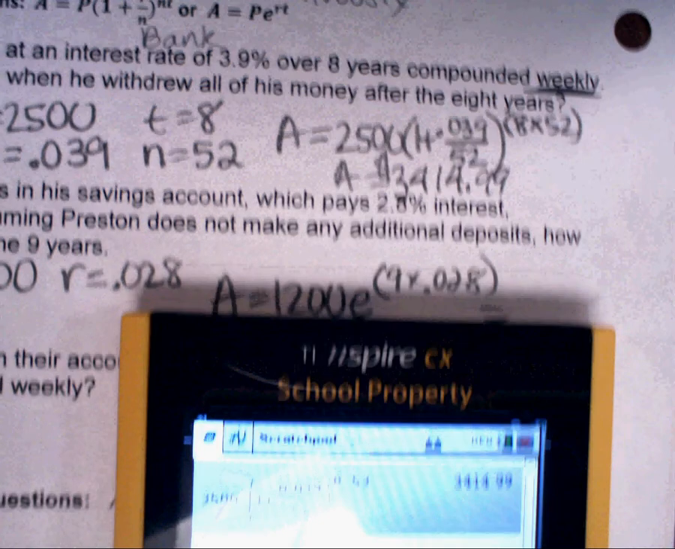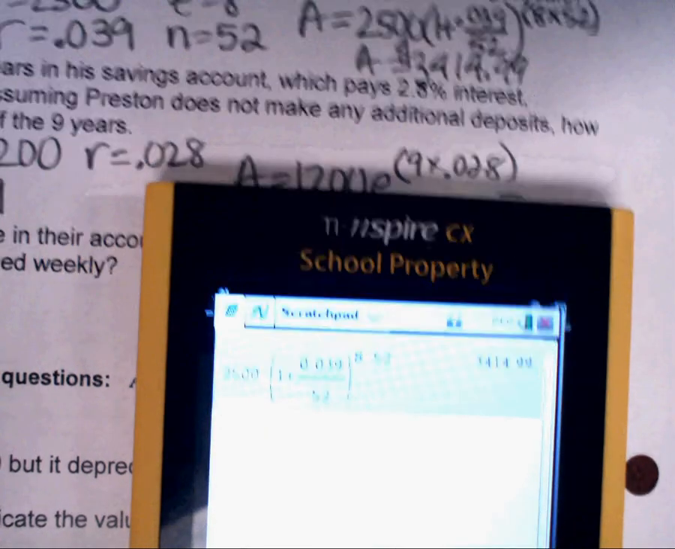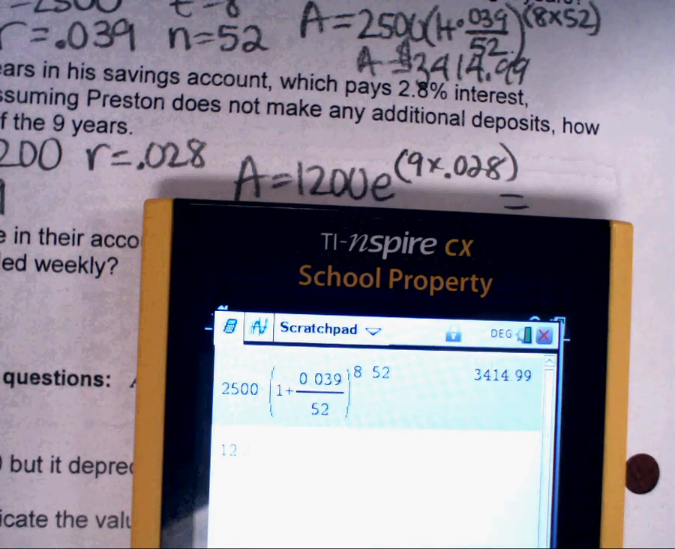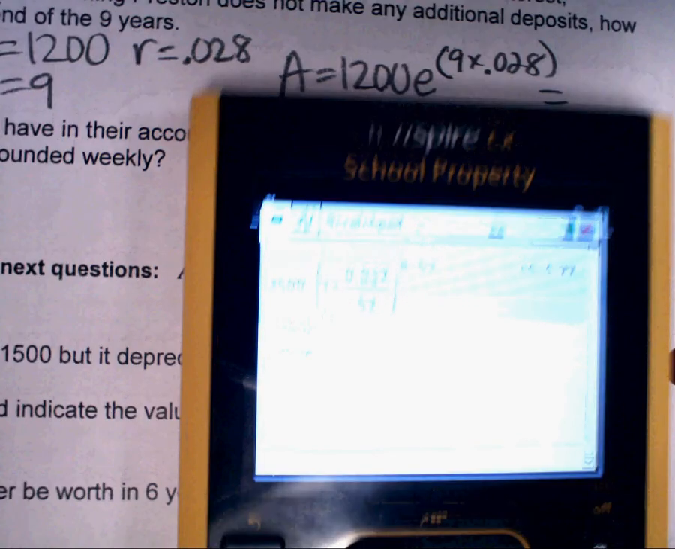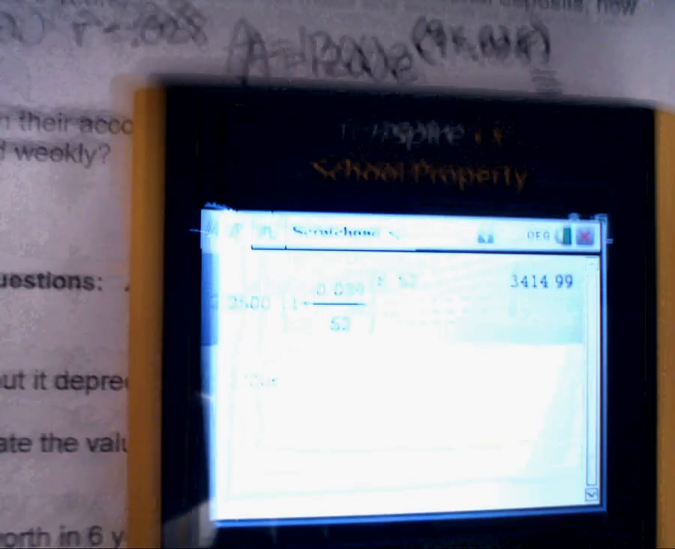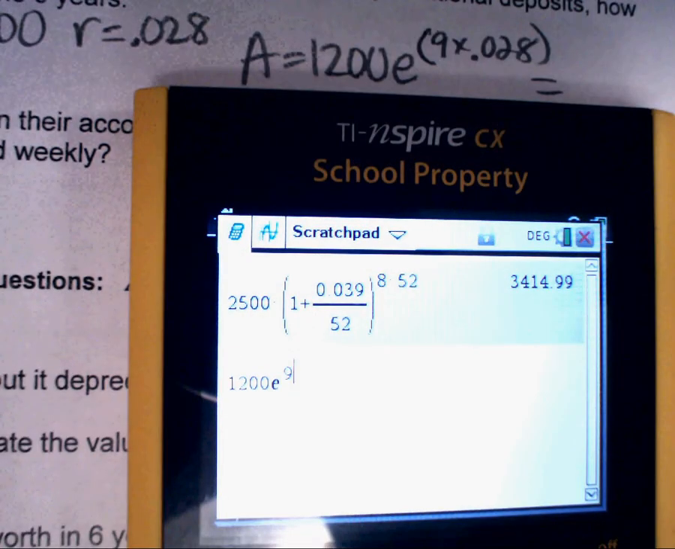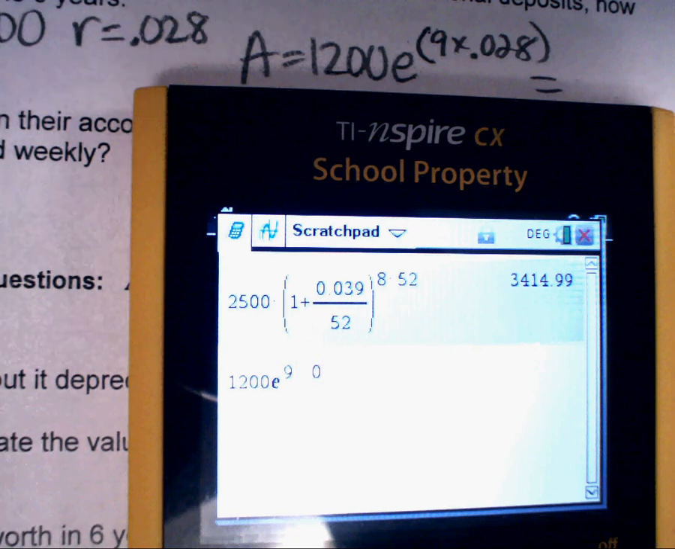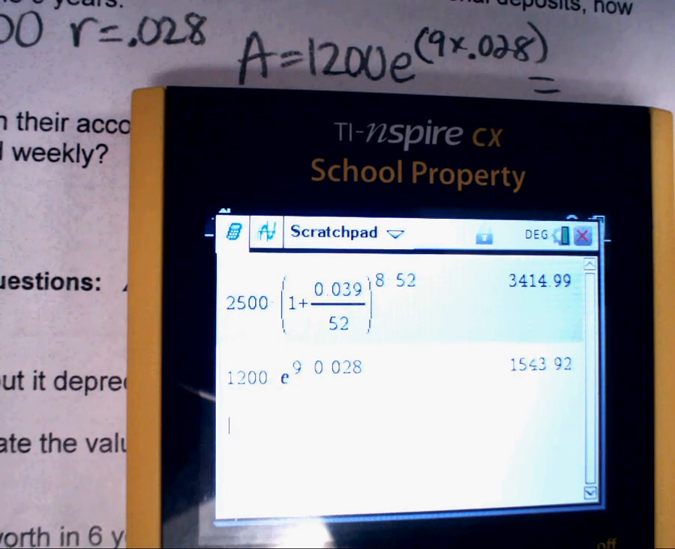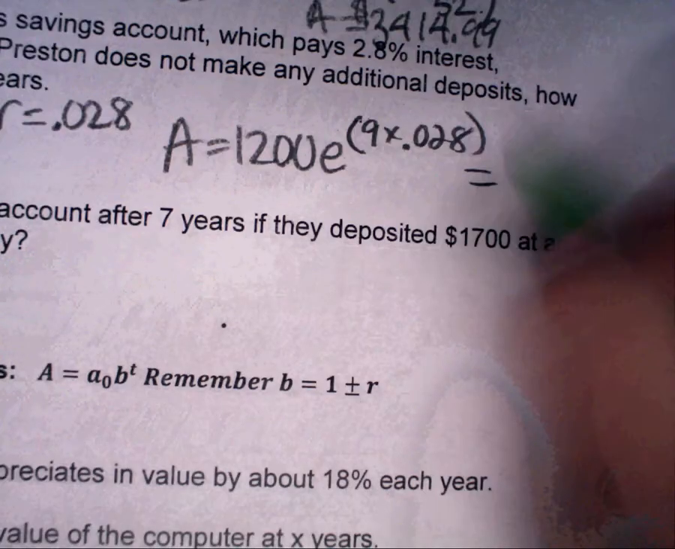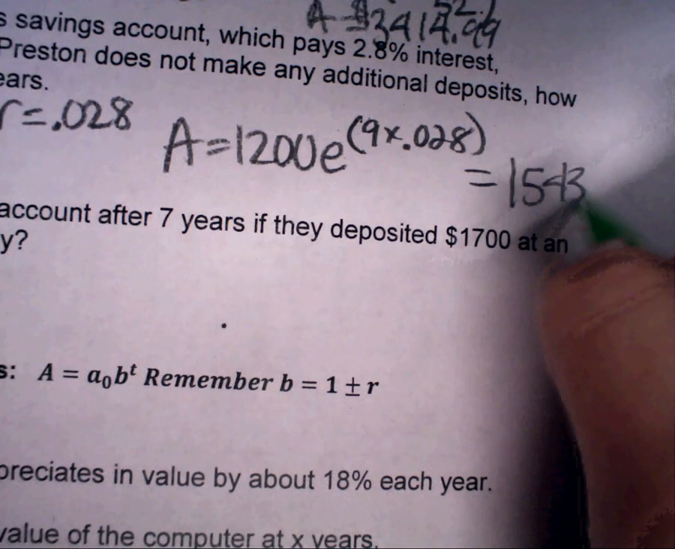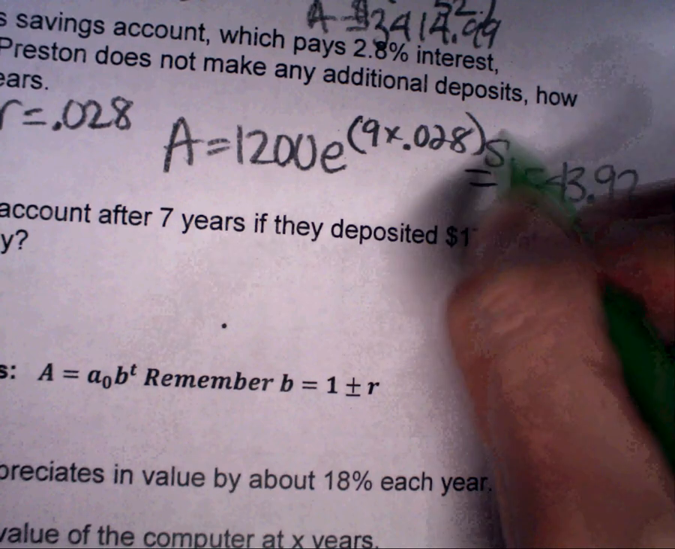So I grab my calculator. I begin typing. I know you don't have a calculator, I'll type it to show you. E is that button in the calculator. Make sure you know where that button is before you start the test. And 9 times 0.028. And there's our answer, 1543.92.